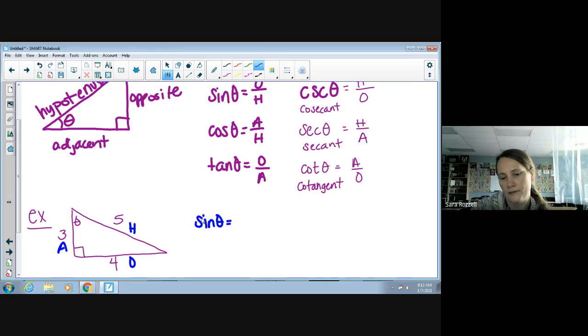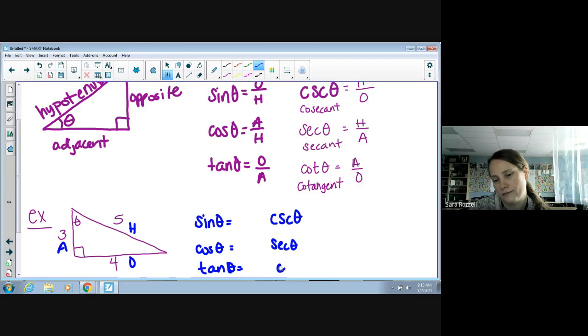So we're going to write down all 6 of our trig functions. So sine theta, cosine theta, tangent, cosecant, secant, and cotangent. I always put them in this order so that it's really easy. Once you've done the first 3, you just flip them over to get the other 3.